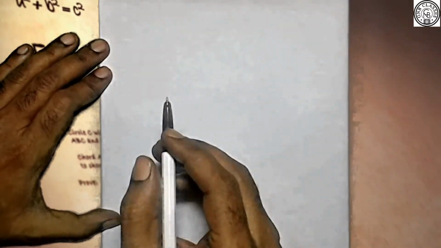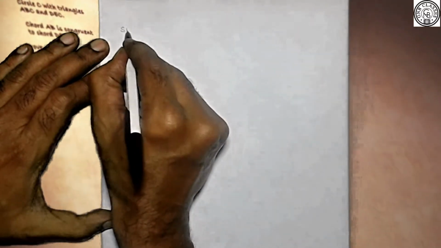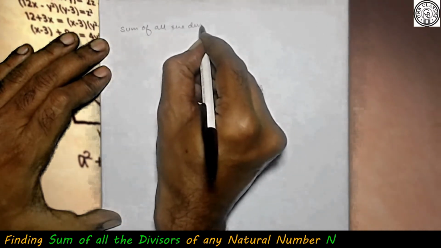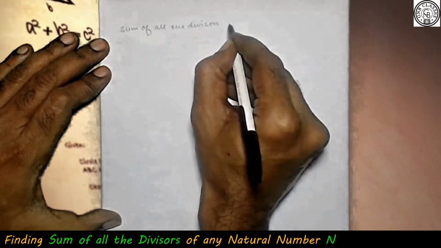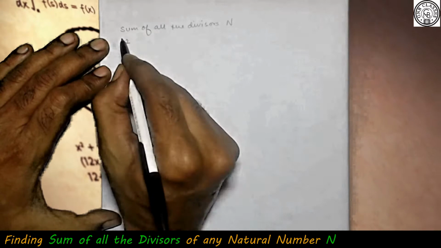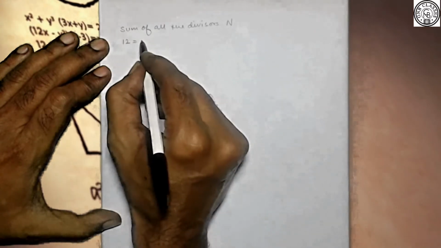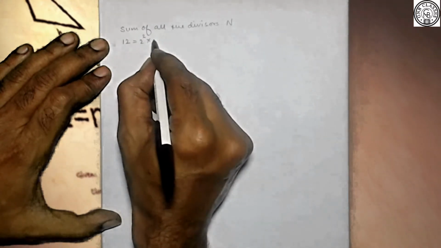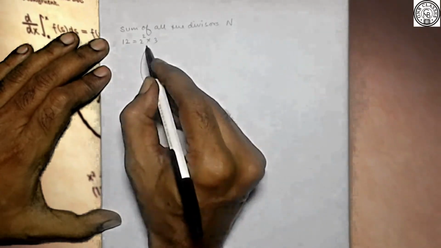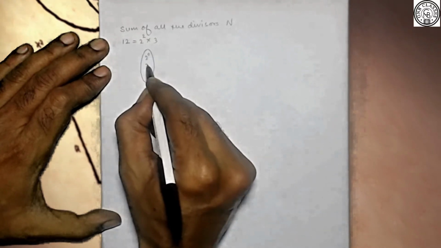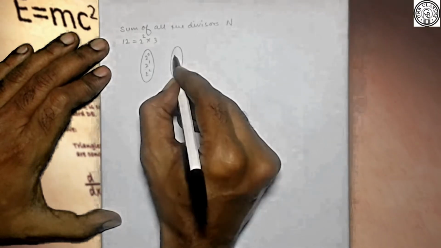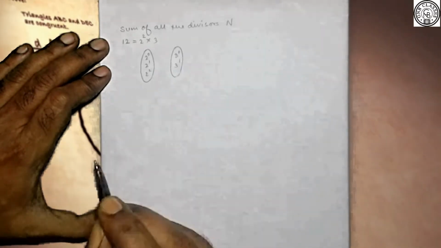Now we will learn how to find the sum of all the divisors of any natural number n. Let us take the example of 12. 12 in its prime factorization will be 2 square into 3. So what are the divisors? Let me draw two sets. One consists of 2 to the power 0, 2 to the power 1, 2 square. The other set consists of 3 to the power 0 and 3 to the power 1.